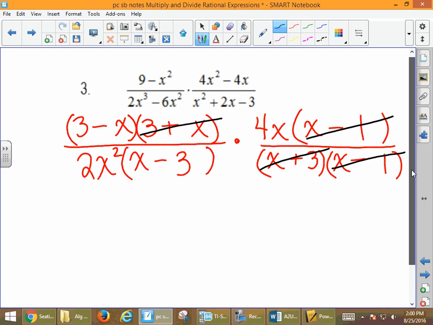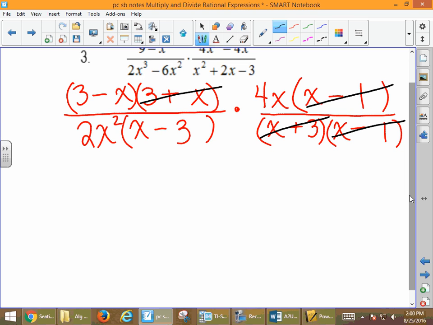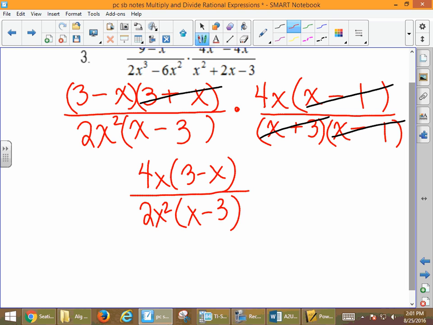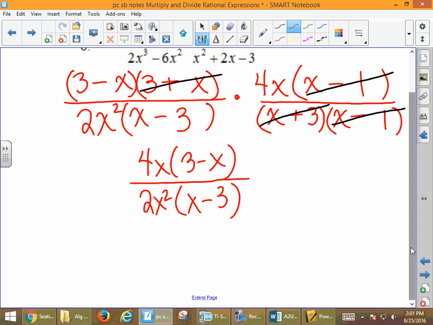Now, I don't always do this, but I'm going to rewrite what I have left right now. I'm going to put the 4x, which is coming from here, and 3 minus x here, divided by 2x squared times x minus 3. We've canceled some factors out, and we still have some left. When we look at it from a smaller perspective, can we cancel anything else out? We've got some more stuff to cancel out.